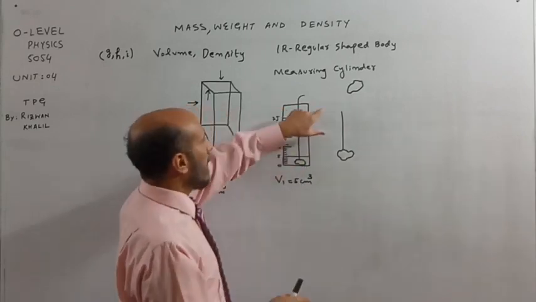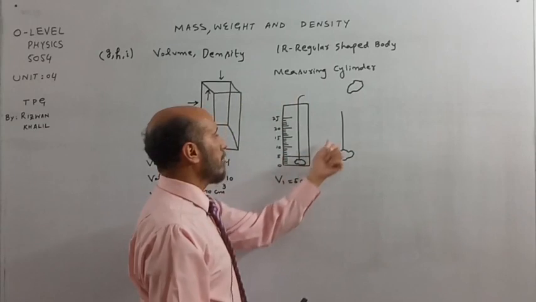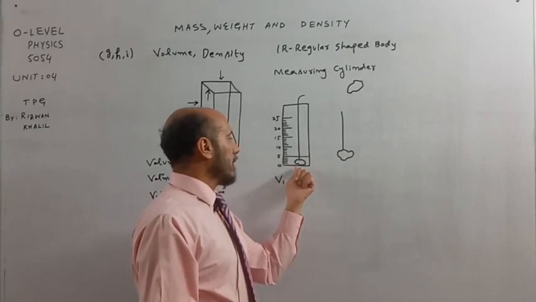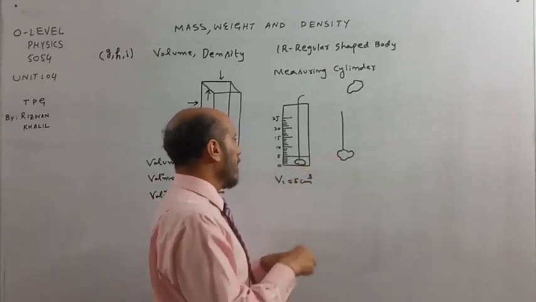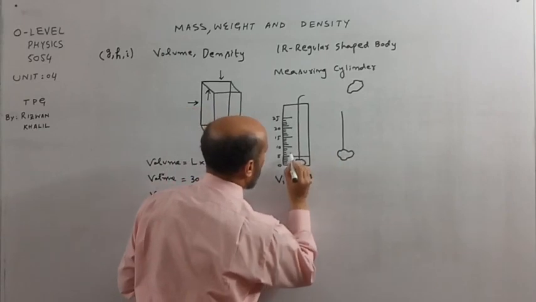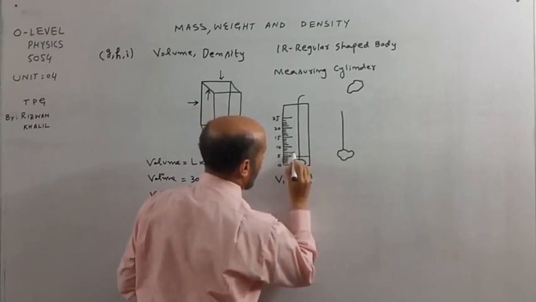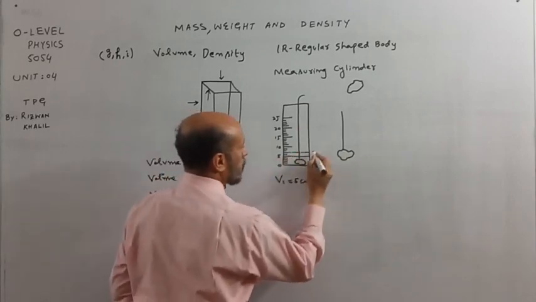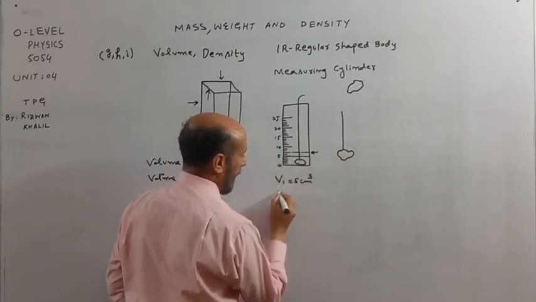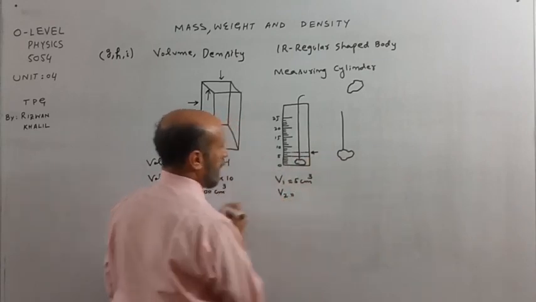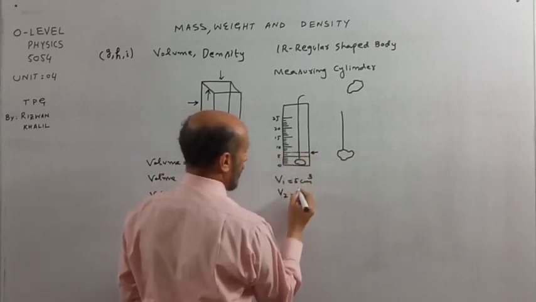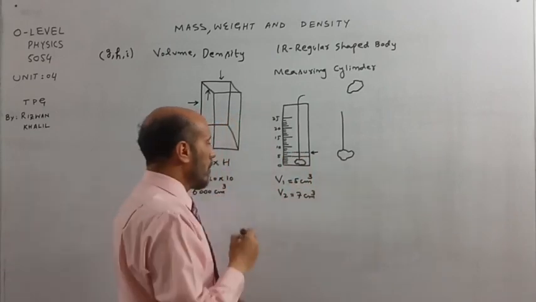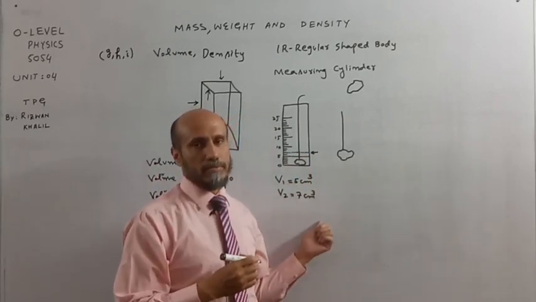So as soon as I immerse the irregular body, tied with a thread, by dipping it in the measuring cylinder, what happens? The volume of liquid rises. So it will rise up till here. Now again I will find its value. From this diagram it is clear that now the level of liquid has reached up to 7 cubic centimeter.